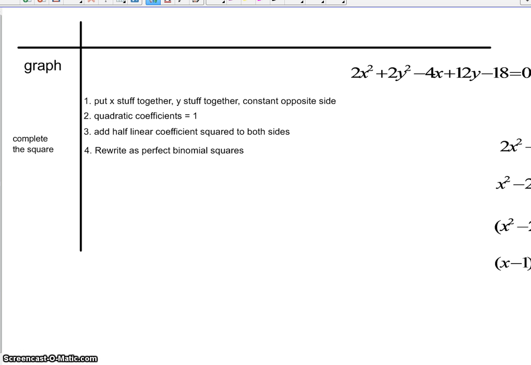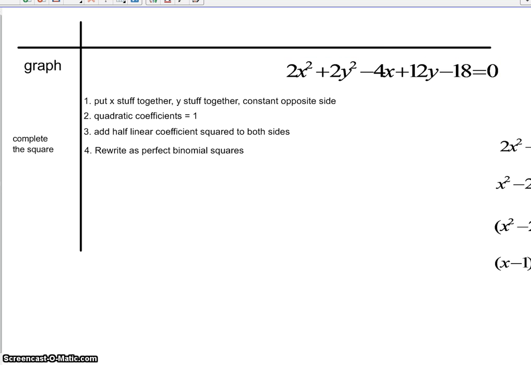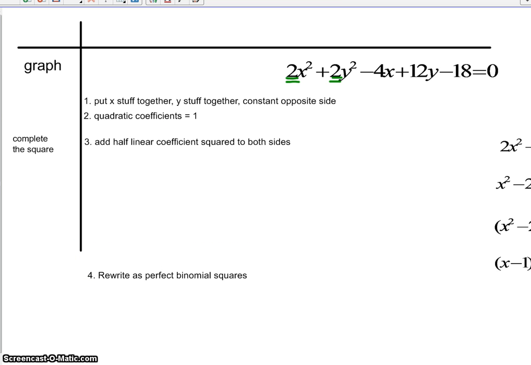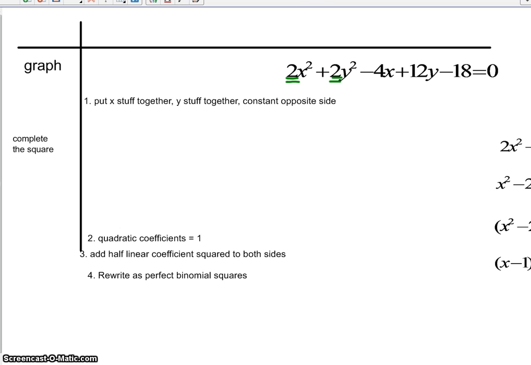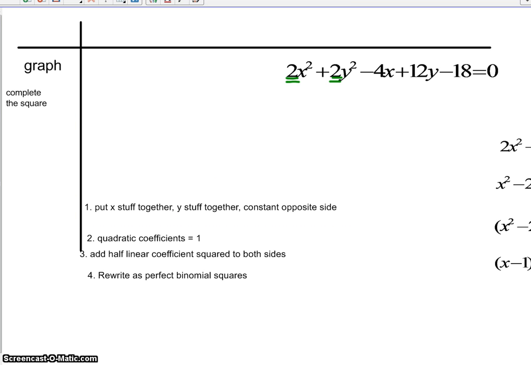Okay, so here's my equation that I want to graph this time. 2x squared plus 2y squared minus 4x plus 12y minus 18. So it's in that general form. I need to first get it into standard form. Now notice, this is how I know it's a circle. X squared and y squared have the same value. They're equal. All right, so there's a process that we call completing the square that we're going to use here.